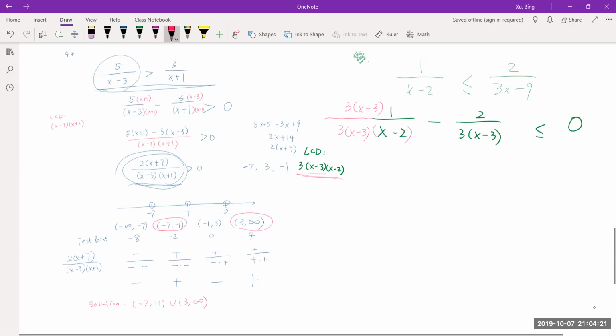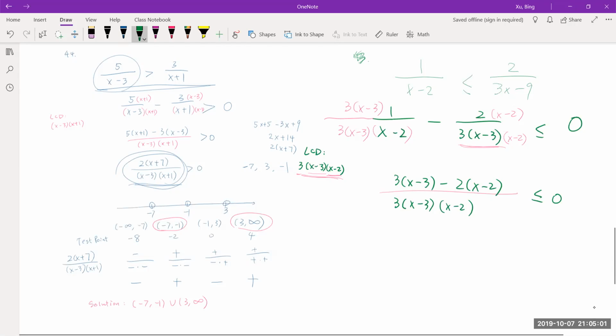Okay, now to make the second denominator this common denominator, it is missing x minus 2. I will multiply the bottom and the top by x minus 2. All right, now that they have the same denominator, I can use this common denominator, which is 3 times x minus 3 times x minus 2. On top, it is 3x minus 3 minus 2 times x minus 2, less than or equal to 0.